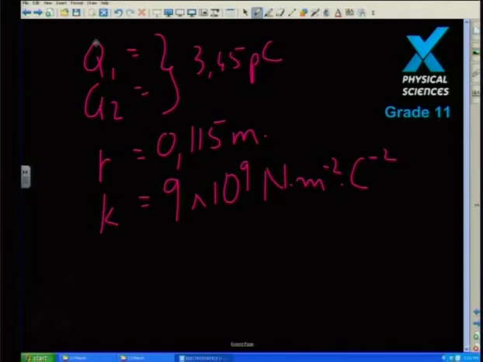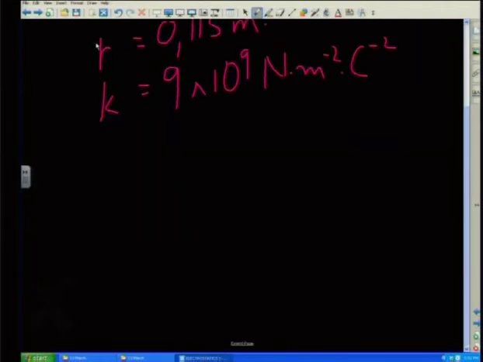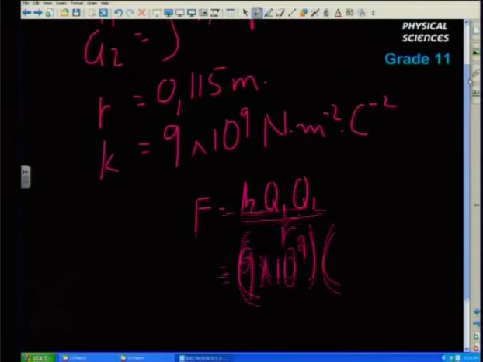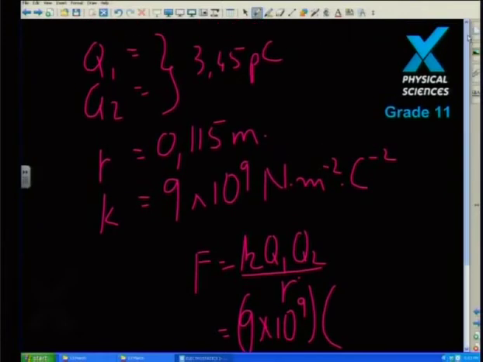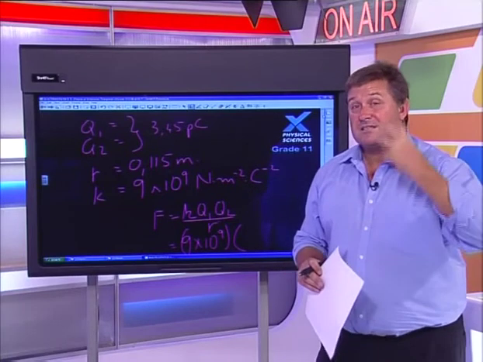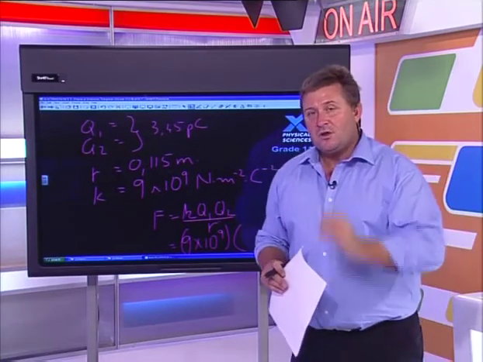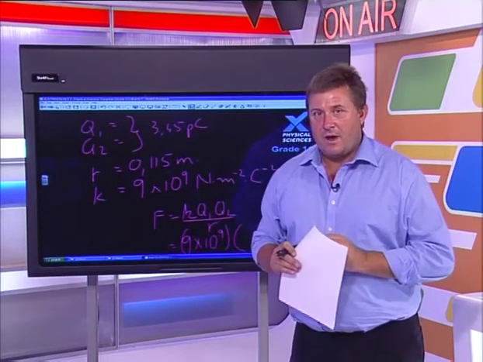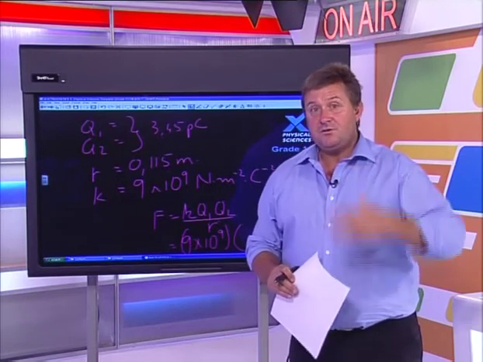Here we go. We know that F is equal to K, Q1, Q2 over R squared. Now, 9 times 10 to the 9 multiplied by, okay, so we now got Q1 and Q2. Now, this is where we have a very important perception check. Although we have spoken about this in picocoulombs, we cannot use picocoulombs in the actual mathematical equation. We must convert that into coulombs.